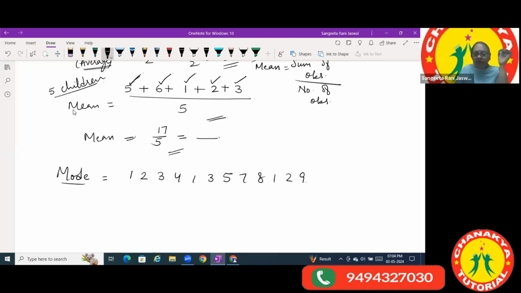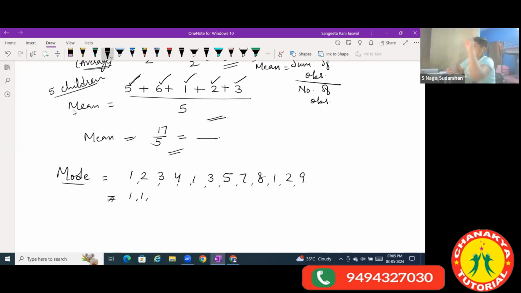Now mode is something that gives you the maximum occurrence of any number. To find that, I will first arrange this set of numbers in either ascending or descending order. So I'm taking ascending order. That's 1, 1. 1 is how many times? 1, 2, 3. So that's 3 times. And then I have 2, how many times?